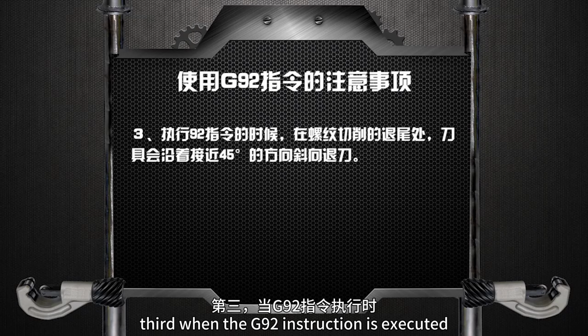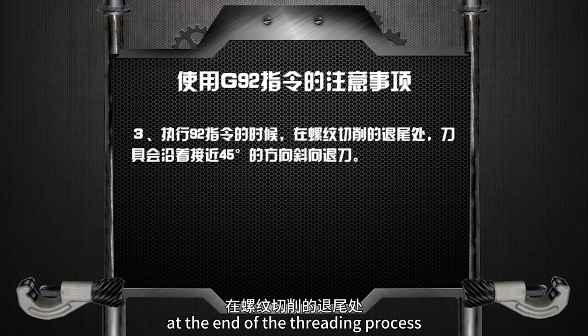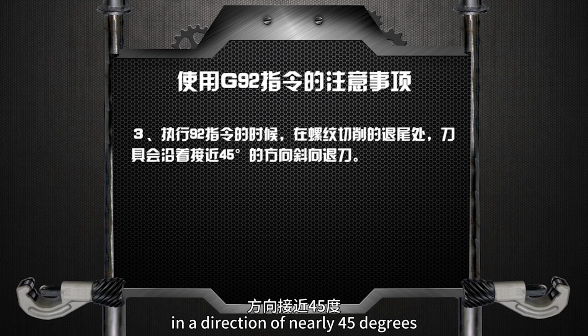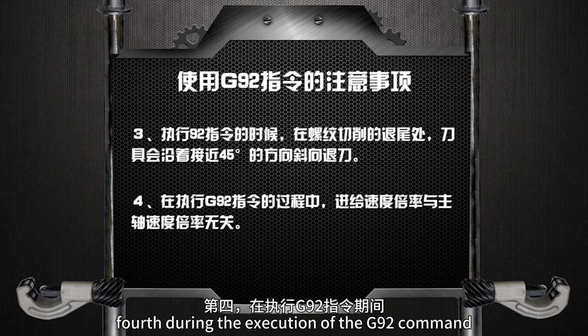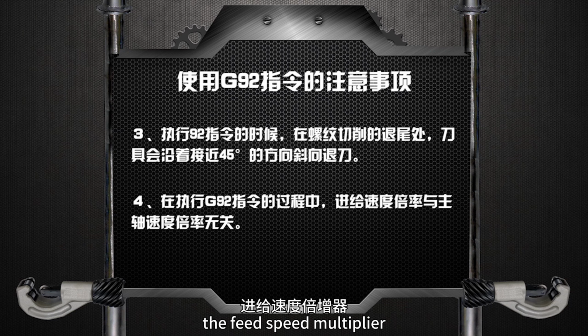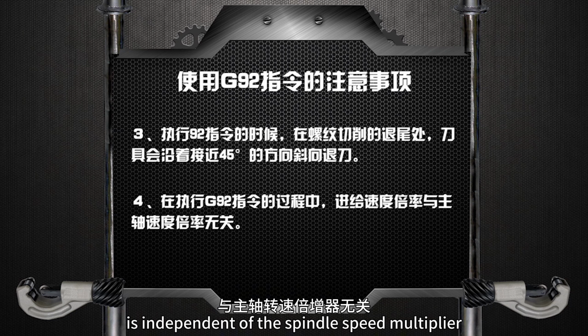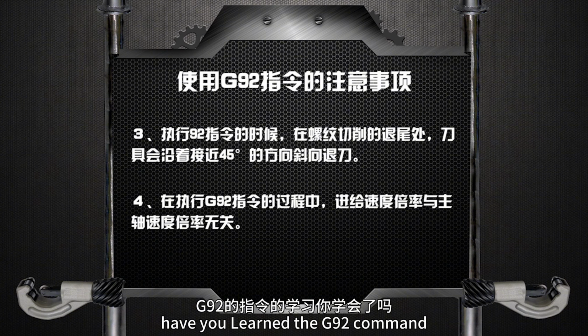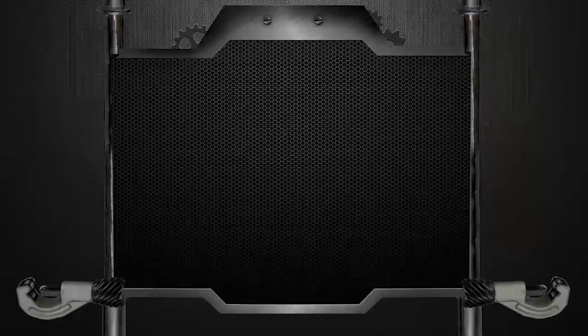Third, when the G92 instruction is executed, at the end of the threading process, the tool will retract diagonally in a direction of nearly 45 degrees. Fourth, during the execution of the G92 command, the feed speed multiplier is independent of the spindle speed multiplier. Have you learned the G92 command?